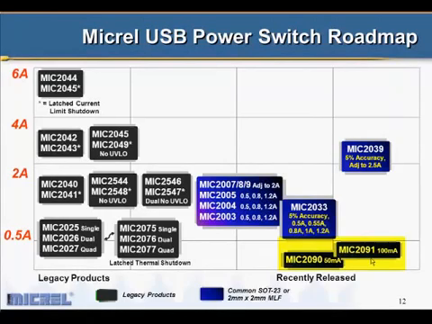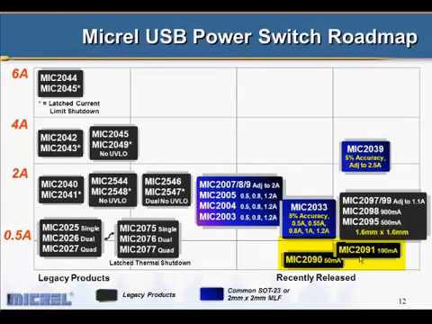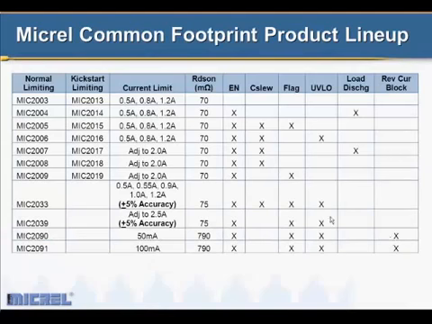We also now have 50 milliamp and 100 milliamp parts, the MIC2090 and 2091. To round out the family, we've just released also a 1.6 by 1.6 millimeter part. The table shown here gives you an idea of the MIC2000 family lineup. There are many different features in these parts. Some parts offer a C-slew pin. This is to slew rate control the power as it's turned on. Some offer undervoltage lockout. Others have load discharge features.